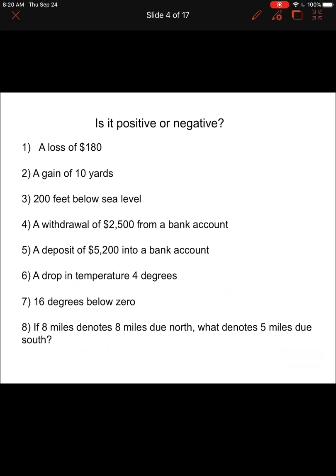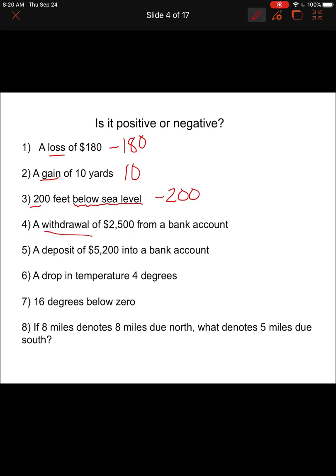So on this slide, we're going to determine whether the numbers are positive and negative based upon their statements. So we have a loss of $180. So it's going to be negative 180. A gain of 10 yards. That is going to be a positive. 200 feet below sea level. So that's going to be swimming down with the fishies. That is going to be negative 200.